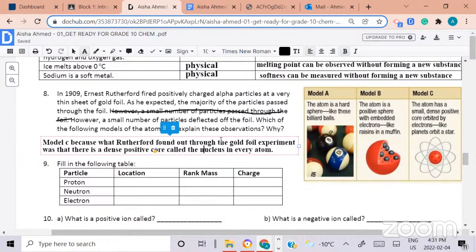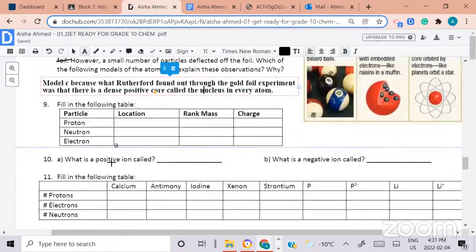Okay, let's see how far you got. So model C, because what Rutherford found out through the gold-foil experiment was that there is a positive core called the nucleus in every atom. Yeah, that's good. When you read the answer, you can also add to your thing. But let's move on to fill in the following table, okay?